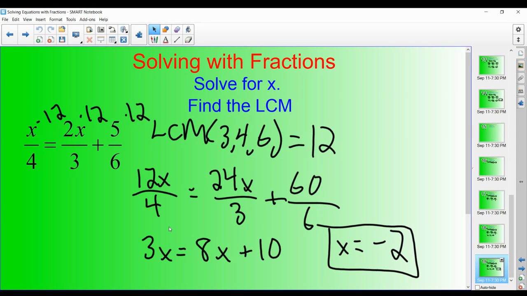So any of these three methods work. The last one uses the smallest numbers, probably the easiest to do without a calculator. The second one still gets rid of the fractions. And the first method works as well, but keeps the fractions a little bit longer. So this is how we solve equations if they have fractions in them.